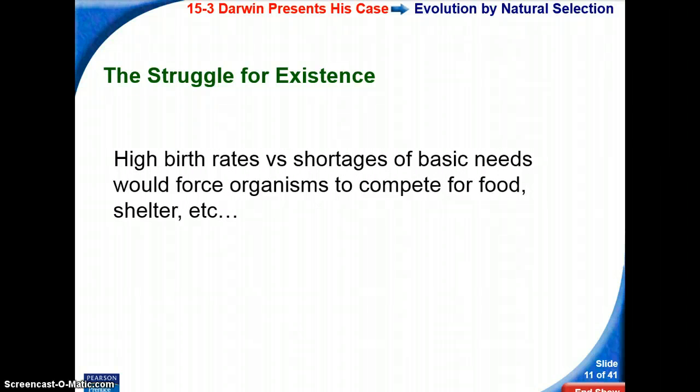So the first thing he noticed was something called the struggle for existence. And what he noticed is that with certain populations, there were high birth rates. There were also shortages of basic needs, and these things would force organisms to start to compete for food and for shelter. So certain basic needs and the fact that there was a lot of an organism in a certain area allowed for what we call competition.